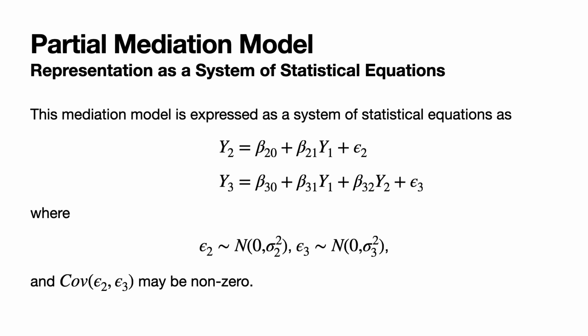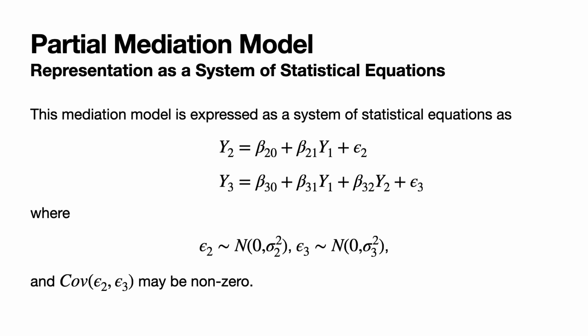Now here is a representation of this model as a system of statistical equations. This mediation model is expressed as a system of 2 statistical equations in the following way. y2, which is the mediator, is equal to beta 20, the intercept for this model, plus beta 21 times y1, the predictor, plus epsilon 2. y3, the response variable, is equal to beta 30, the intercept for that model, plus beta 31 times y1, where again y1 is the predictor variable, plus beta 32 times y2, where y2 is the mediator, plus epsilon 3.